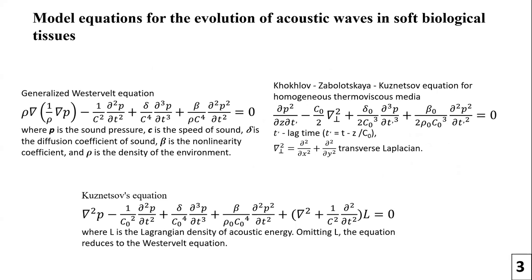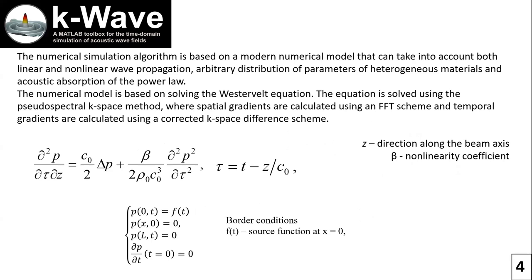This slide shows the model equations for the evolution of acoustic waves. The generalized Westervelt equation was used because this equation demonstrated better performance. The equation is solved using MATLAB, using the pseudo-spectral k-space method, where spatial gradients are calculated using a fast Fourier transform scheme, and the temporal gradients are calculated using a corrected k-space finite difference scheme. This slide also shows the boundary conditions.